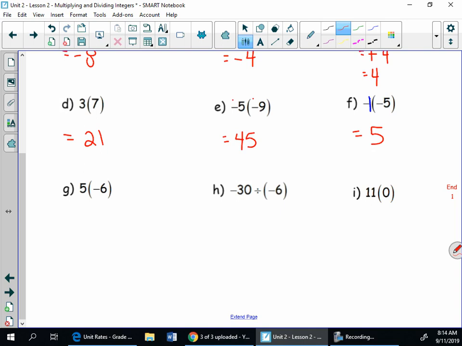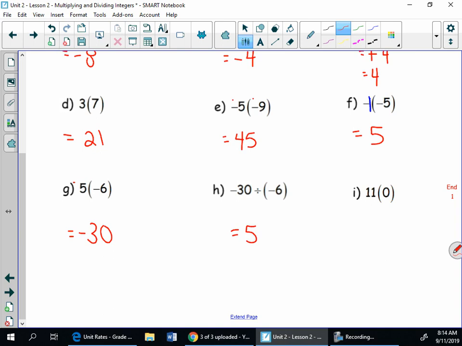Try G here. I've got 5 times negative 6. This must be the positive times a negative. Well, those are different. And 5 times 6 makes 30. Negative and a negative, that's a positive answer. 30 divided by 6 makes 5.